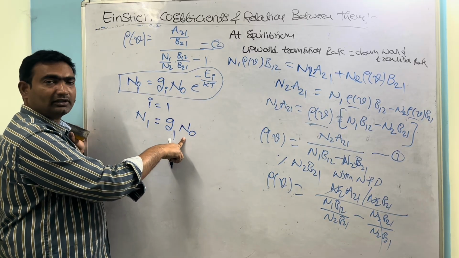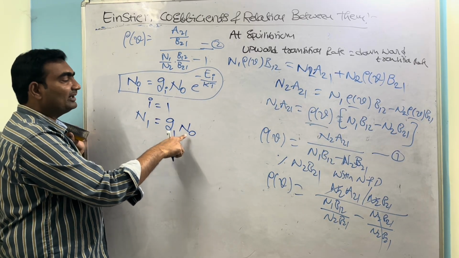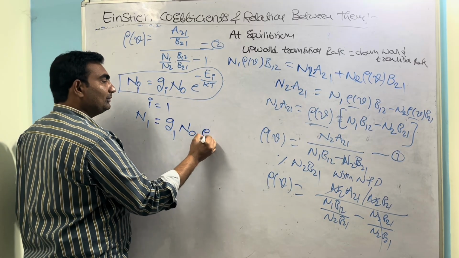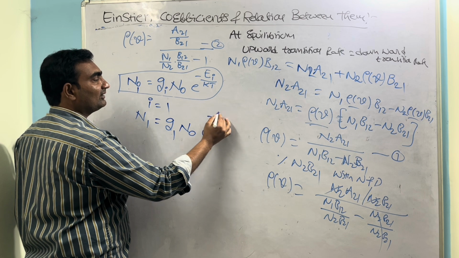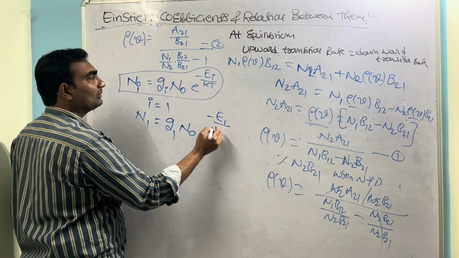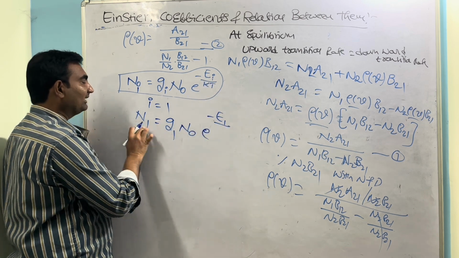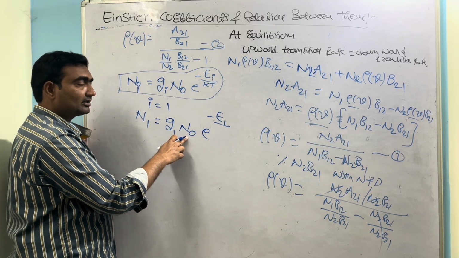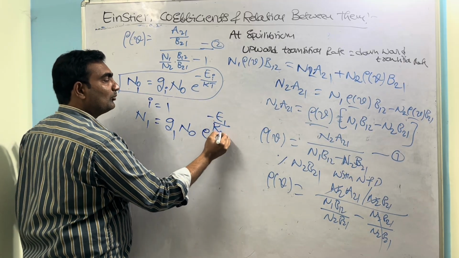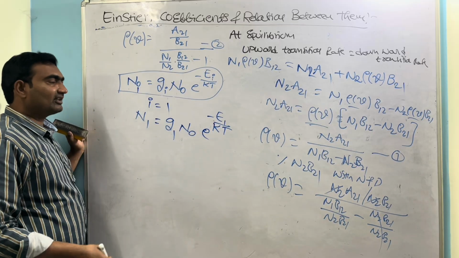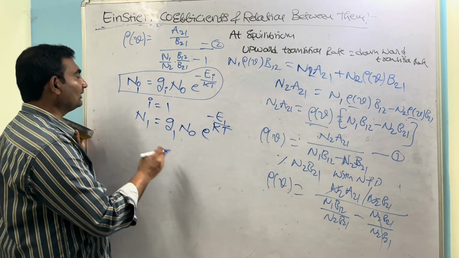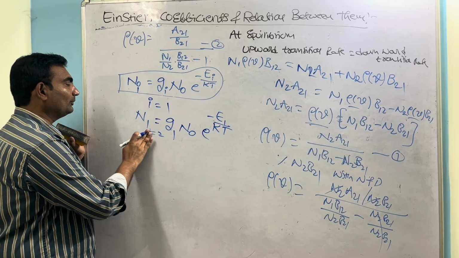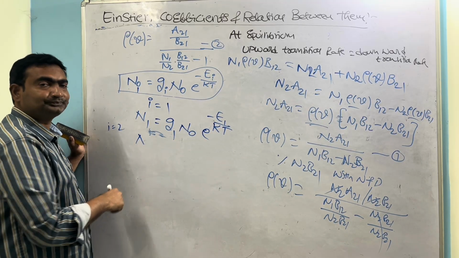N0 is called what? Ground state atoms: how many atoms are there in the ground state, into e power minus E1. Put i equal to 1 for the E1 energy level. How many atoms are there? N0 is the number of atoms in the E0 state, the ground state. Whole divided by k, the Boltzmann constant, into the temperature at which we are doing the calculations. So that is N1. Similarly, put i equal to 2.